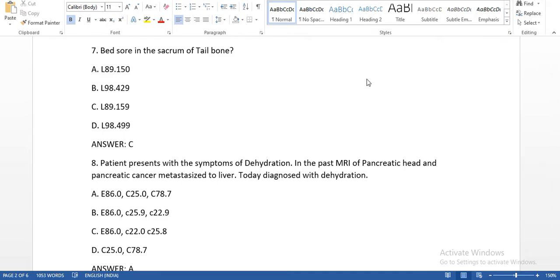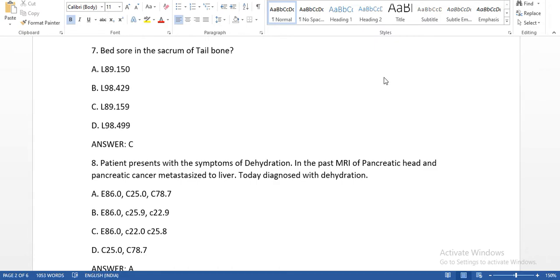So how do you check in the index? We need to check ulcer, pressure, sacral. Usually we can call sacral the tailbone also. So we can get L89.15 and we need to verify this code in the tabular list. In our question there is no stage mentioned, so that's why we need to code it as L89.159. If there is a stage, this 6th character will change. Here there is no change, that's why we code L89.159.